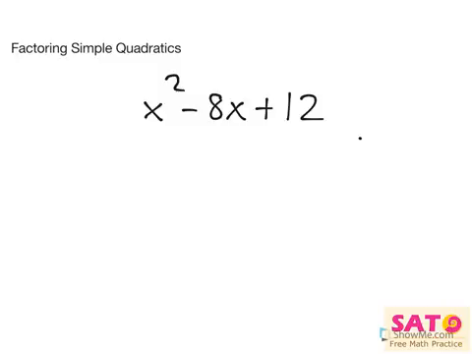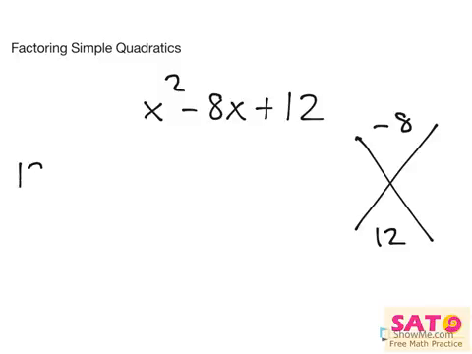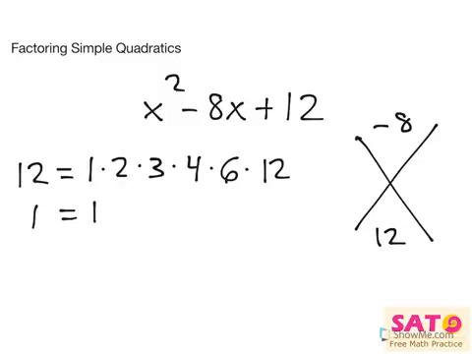Let's try this one. So let's form our diamond. And we know that, let's say the b is negative 8. Don't forget the negative sign. And our a times c is 1 times 12, which is 12. So based on that, let's list some factors of a and c. So 12 has 1, 2, 3, 4, 6, and 12, right? And 1 just has 1.